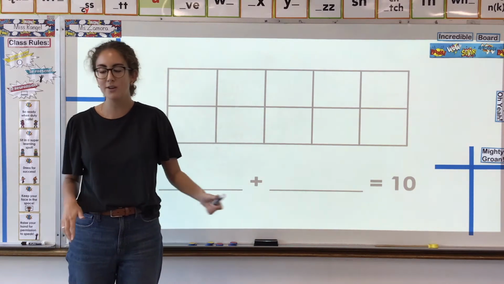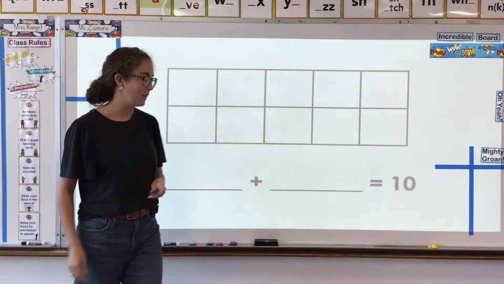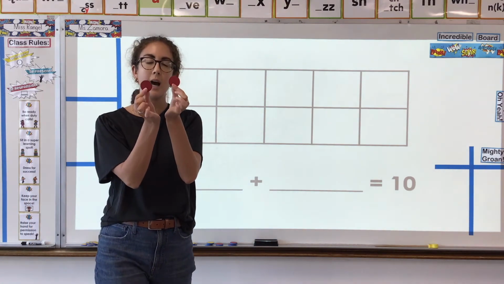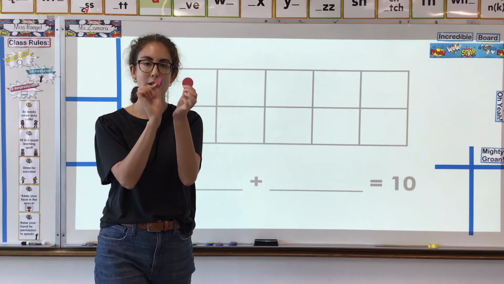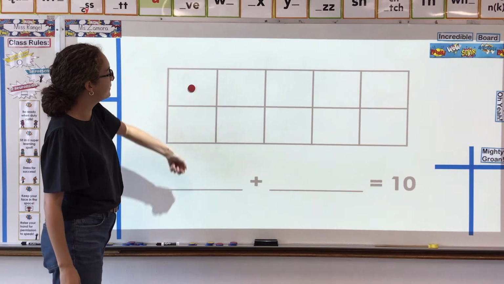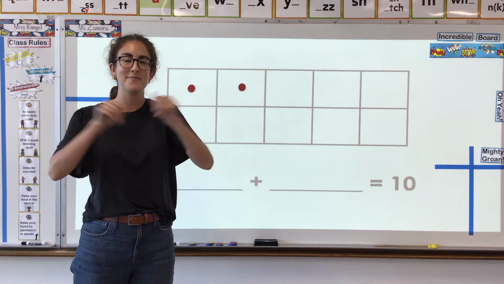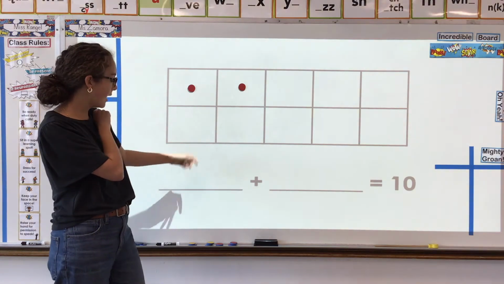Okay, here's our next one. I want you to take 2 counters of one color. Take 2 counters of one color and put them on your 10 frame. 1, 2. That's it. Okay. How many dots do we see?